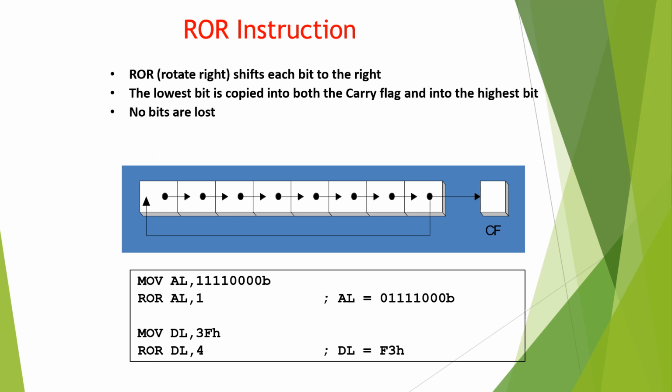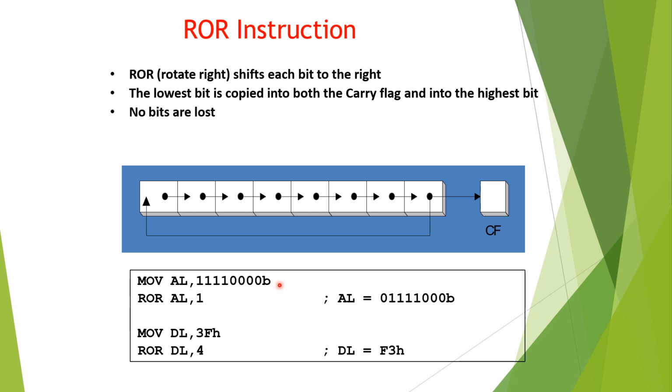Rotate right instruction. Here the LSB is moved to the carry flag and also copied to the MSB, and it is rotated throughout. So the lowest bit is copied into both the carry flag and the MSB. Here no bits are lost and no zeros are inserted. Take for an example, MOV AL, 11001100B, then ROR AL, 1. So you have to rotate this to the right one time.